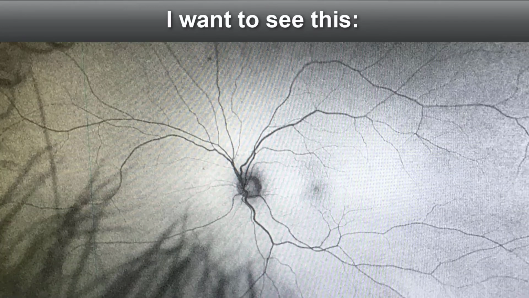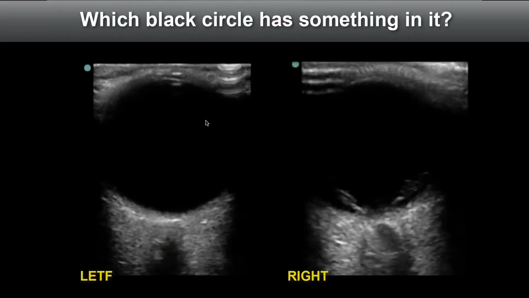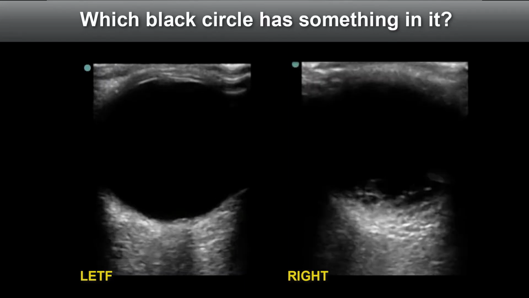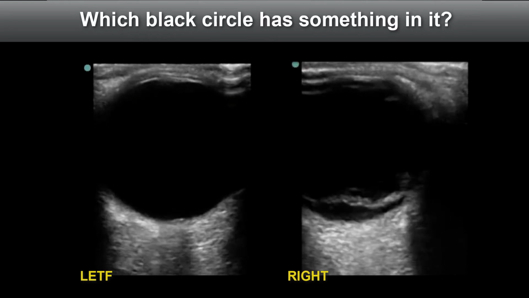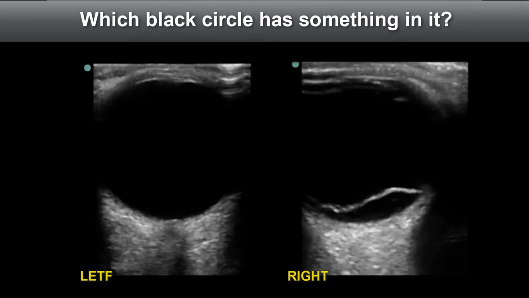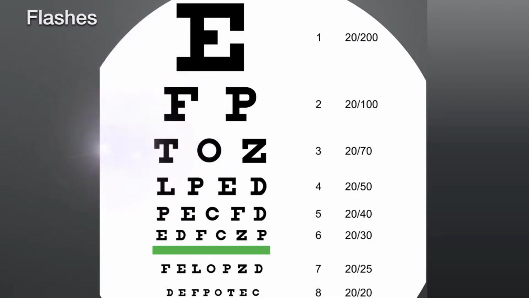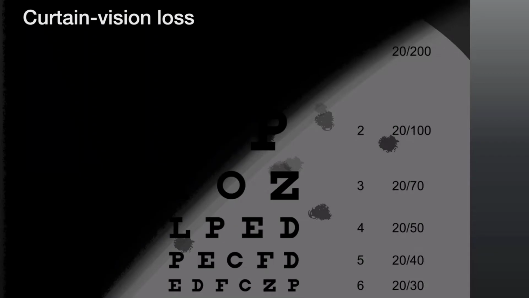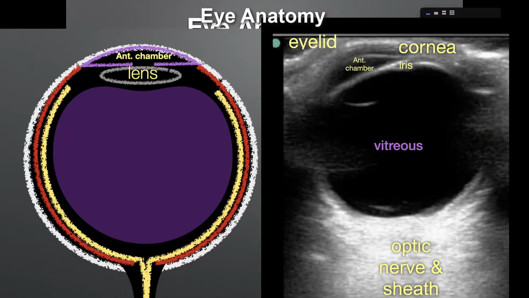I use ocular ultrasound when I want to see this on my patients, but all I get is this. And even that sometimes is a good day. I like it because it makes this a very simple question. It basically is which circle has something in it and which circle does not. And the one on the right looks pretty suspicious. The patient complaints that I use it for the most are if patients have flashes, if they have vision loss, if they have floaters, or if they have curtain vision loss.